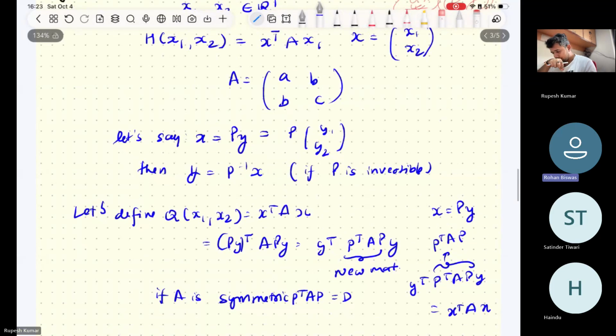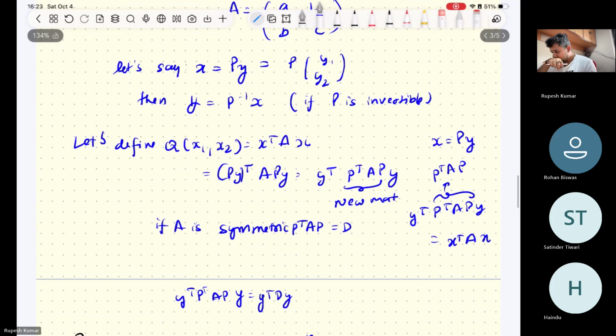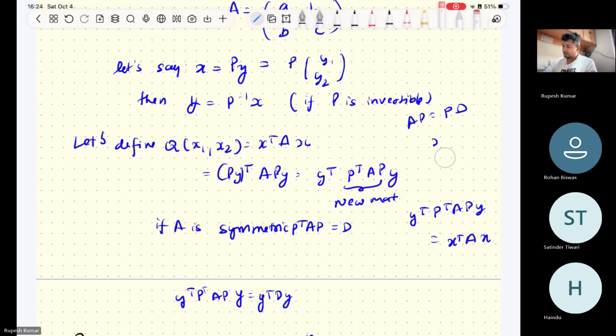A is diagonalizable, right? So if we choose, we remember this, AP equals PD, right? You remember this, everyone? So we are just looking at the central part, P transpose AP, and trying to figure out what it means.